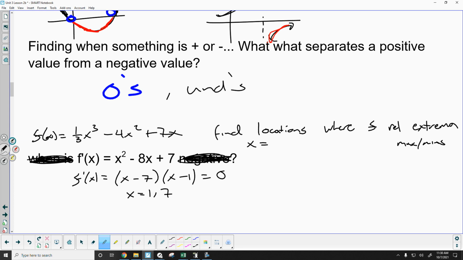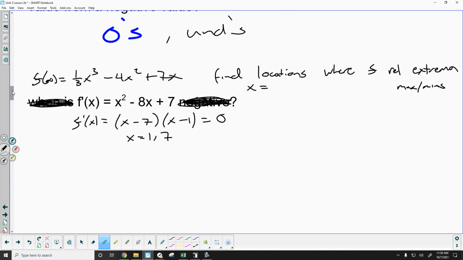We have our critical points. We throw down our friend, the number line. Mr. Messer. Okay. Cool. Thanks.